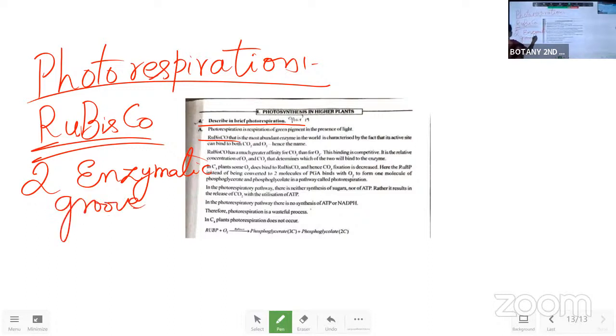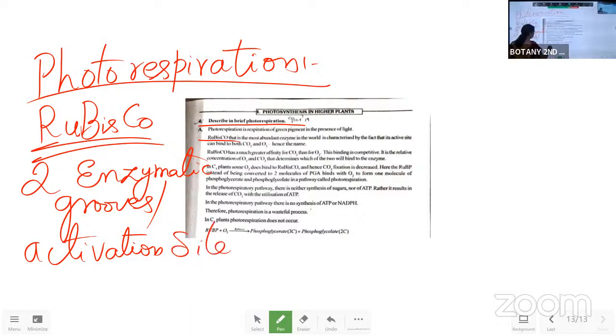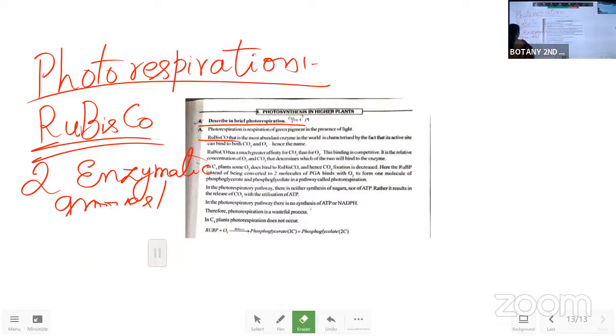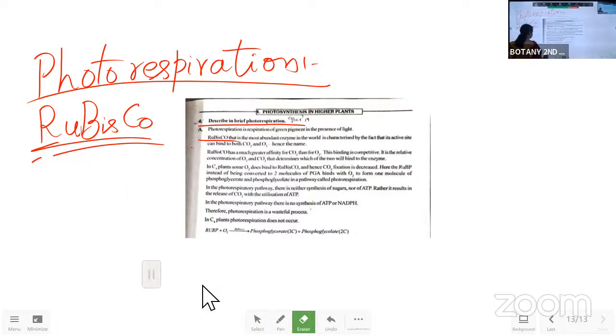Or what we can say, activation sites. Two activation sites. In this, one is having two different shapes also, these two activation sites. One is for the carbon dioxide and another one is for the oxygen. Whenever the oxygen is more and the carbon dioxide is less, then the oxygen acts as a competitive inhibitor over here.